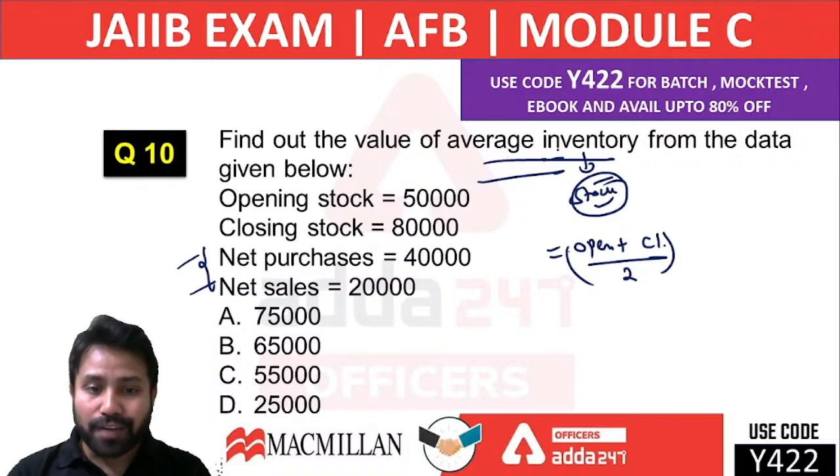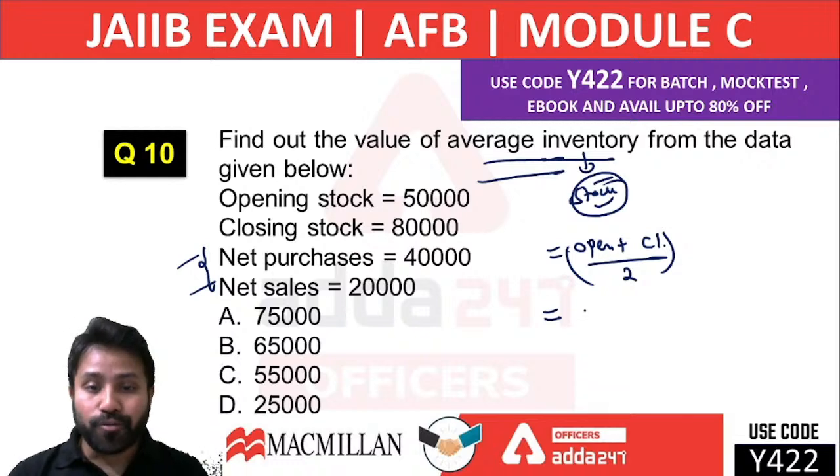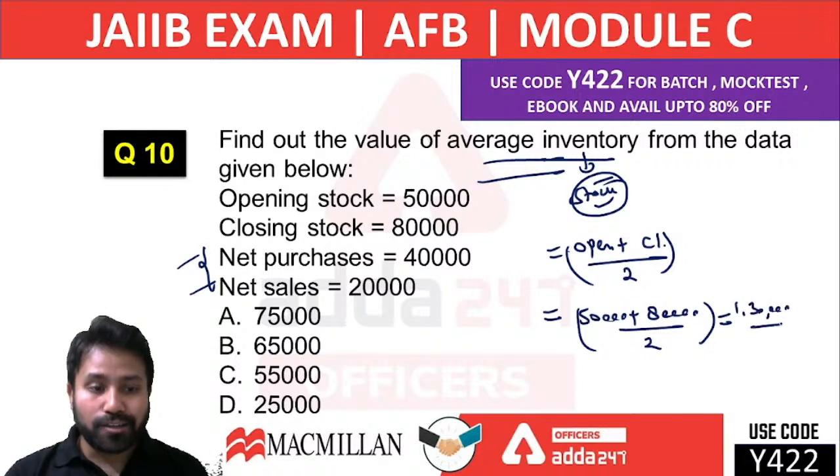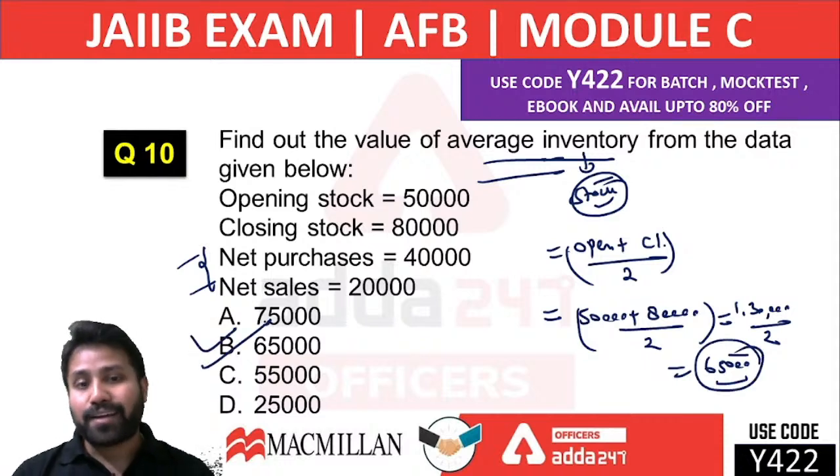Now if I have to calculate the average inventory, that would be equal to the opening stock plus closing stock, divided by 2. So this would be 50,000 plus 80,000, divided by 2. Let's calculate the value here: that would be 1,30,000 divided by 2. So this will be equal to 65,000 rupees. That would be your correct answer for this question.